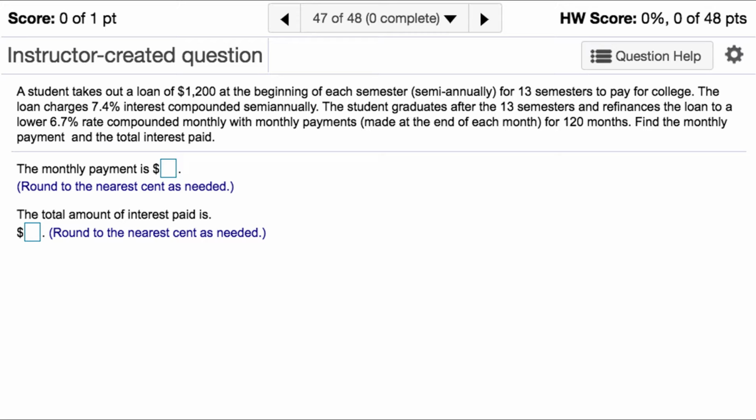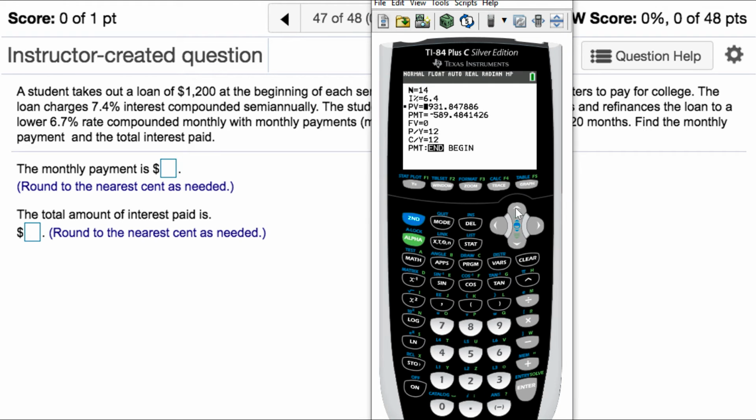All right, so this is a 2-part problem. First of all, we need to figure out how much the student is going to owe at graduation. This part's a little confusing because it's a little different than how we've typically done loans. So let's start off by resetting our TVM Solver. We'll put zeros in for the first 5 of these. And as a reminder, always make sure to set your payment back to end if you ever change it to begin. All right, so they're taking out a loan of $1,200 at the beginning of each semester.